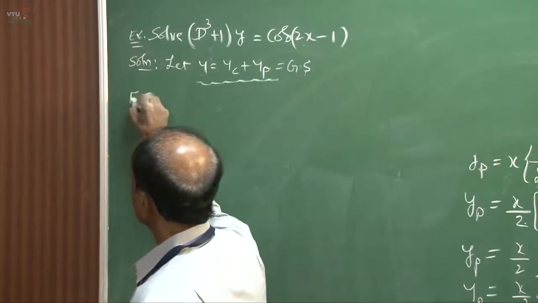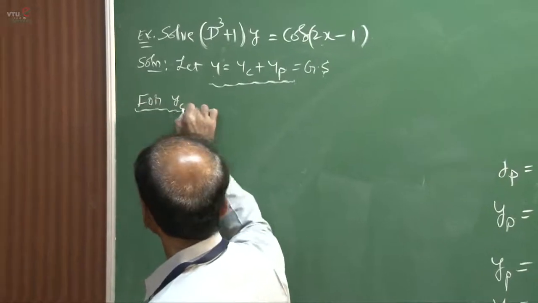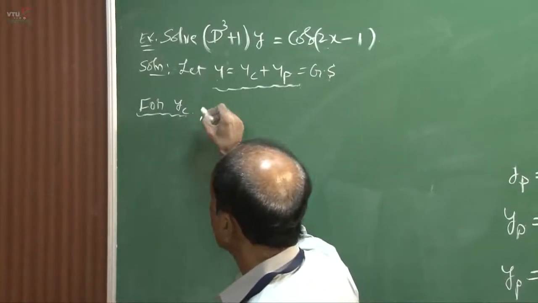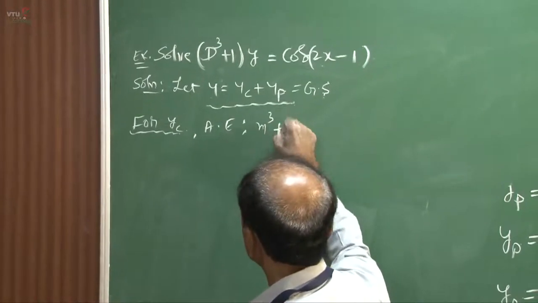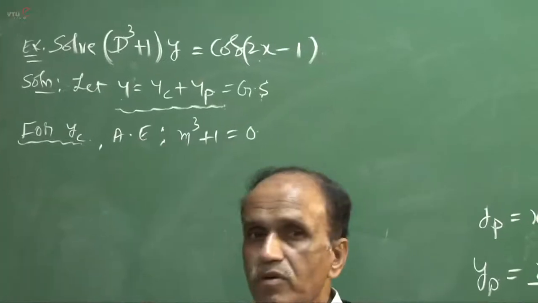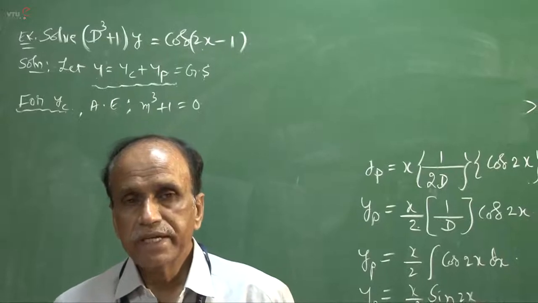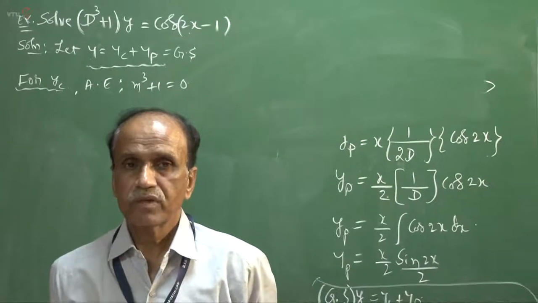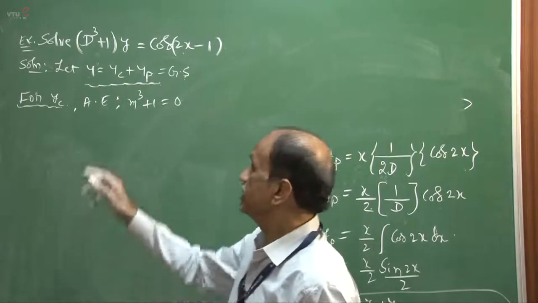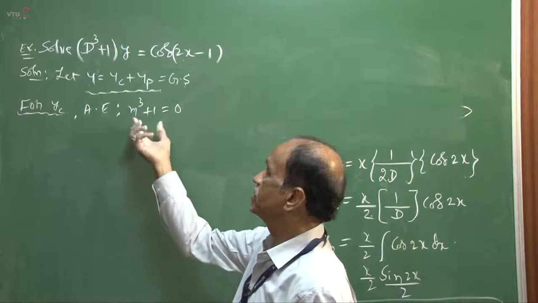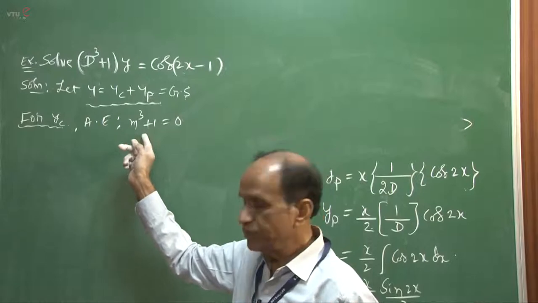Now let us discuss yc. Yc means complementary function. Complementary function means AE, that means auxiliary equation: m cube plus 1 is equal to 0. m cube plus 1 equal to 0 should indicate three roots. What kind of roots? Those roots we are going to identify by the trial and verification method. Trial and verification method means this calculation should become 0. Then only we can verify LHS equal to RHS.